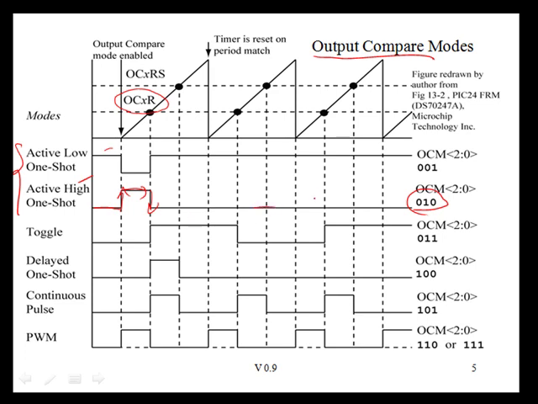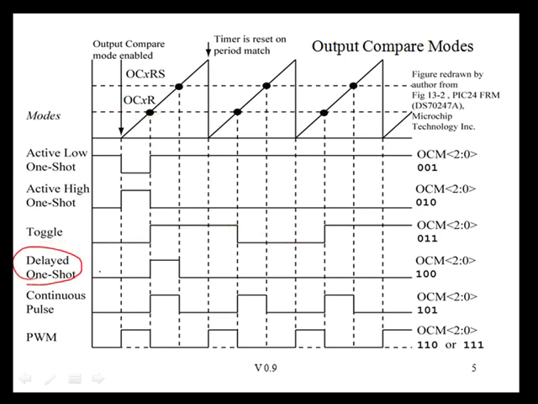remain in its idle state of low until you trigger the one shot again by rewriting these bits to the output compare control register. The toggle mode simply toggles this output pin each time a match occurs between the OCR register and the selected timer 2 or timer 3 value. Notice that this high pulse width and this low pulse width will be equal to each other as long as the period register that's being used for the timer remains constant.